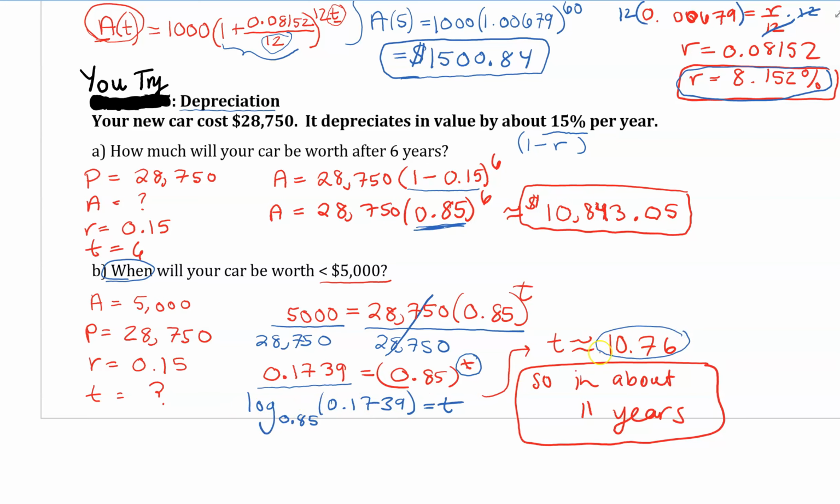But that's how long it would take to get down to exactly 5,000. So when would it be less than 5,000? Well, let's just round it to the next whole year. It would take about 11 years. By the time 11 years have passed, the car's value will now be less than 5,000.